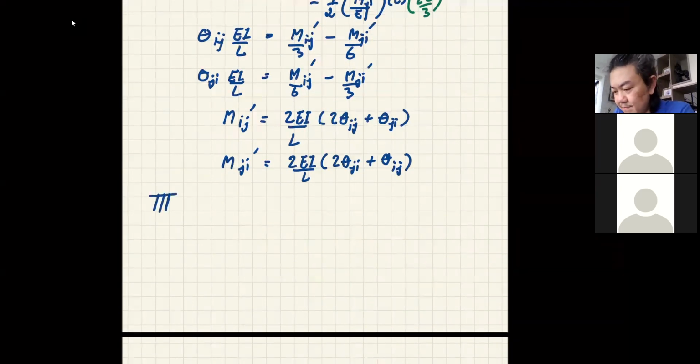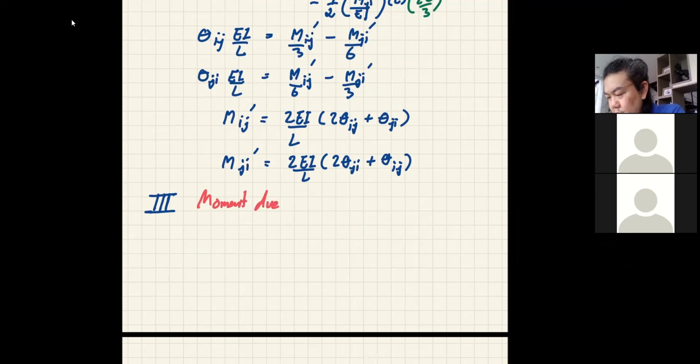And the third one is moment due to joint displacement.